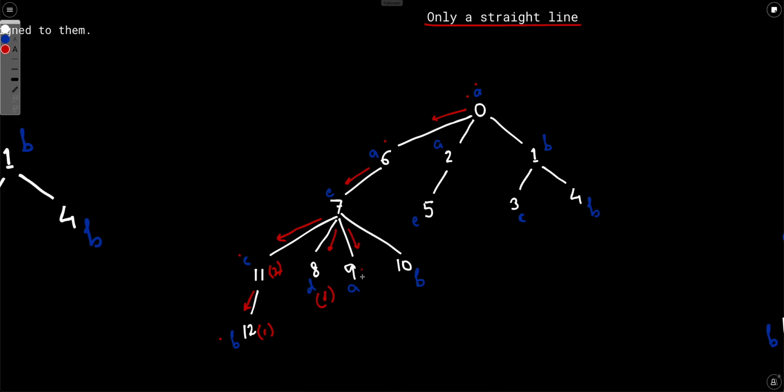Then we will go for 9, answer will be 1, because it is a leaf node. We will go for 10, answer will be 1, because it is a leaf node. Now for 7, we will try to find the longest path.